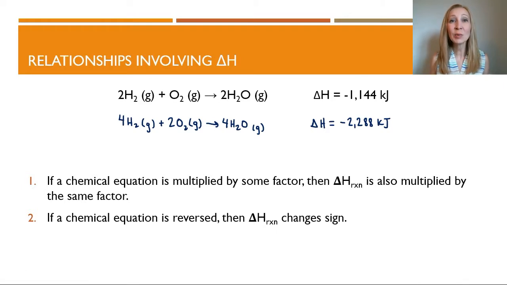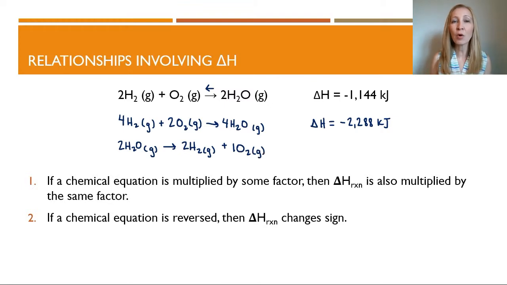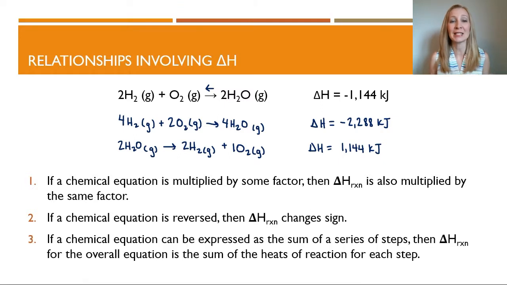The next thing we can do is reverse it if we want. If we reverse this equation, then we also need to change the sign. I would rewrite it as 2 moles of water in gas form breaks down and gives us 2 moles of hydrogen in gas form and 1 mole of oxygen in gas form. Now I also need to reverse the sign on that enthalpy. So rather than being an exothermic reaction like previously, releasing heat, it's going to be an endothermic reaction. It's going to absorb that same amount of heat.